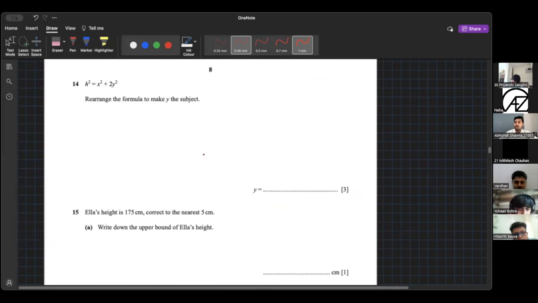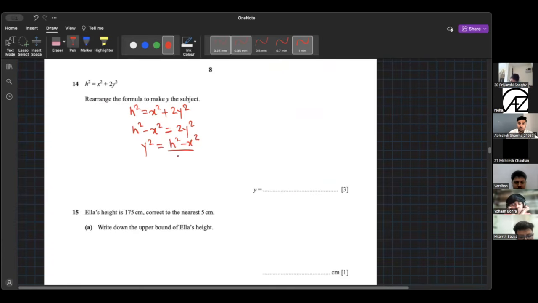Moving on to question number 14 now. It says rearrange the formula to make y the subject. First we'll rewrite the equation: h square is equal to x square plus 2y square. Let's isolate the term which contains y square. So we can write h square minus x square is equal to 2y square. Then y square is equal to h square minus x square whole divided by 2, and then y is equal to plus minus under root of h square minus x square by 2. So that's your final answer.